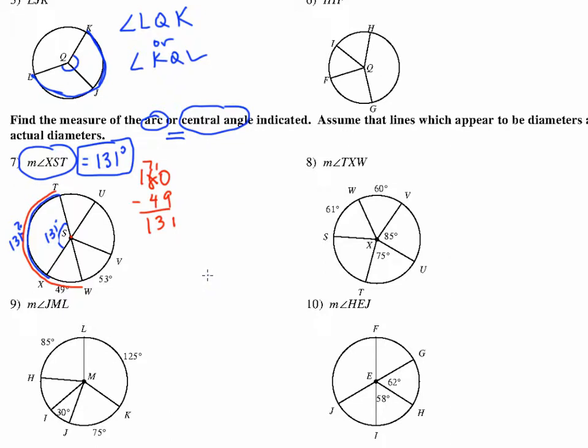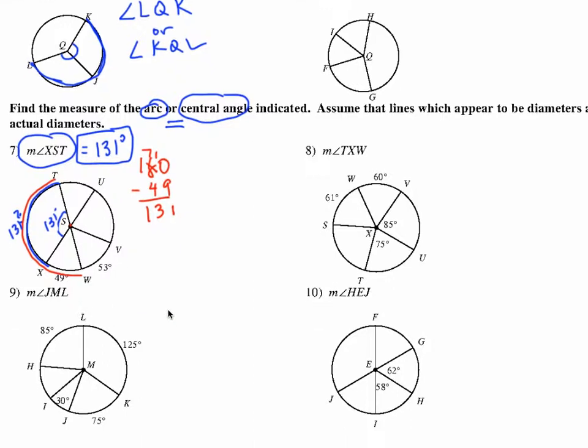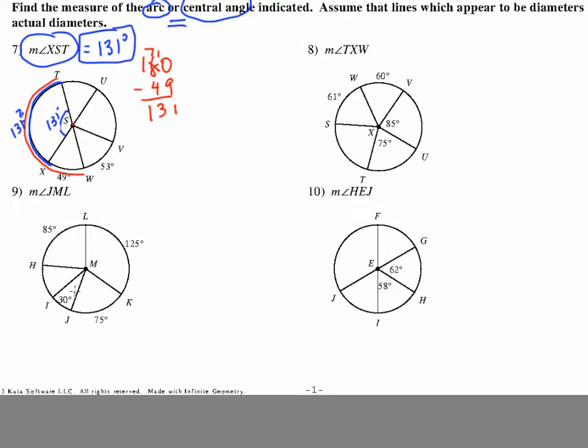All right. As you're thinking about that, let's go ahead and take a look at this number 9 here. Measure of angle JML. So where is that? Angle JML. This whole thing right here. This whole angle. So what you want to do is, again, find the intercepted arc of this angle.